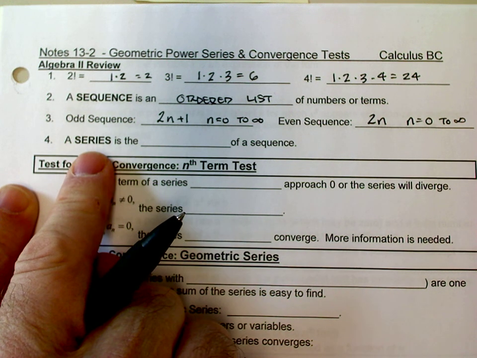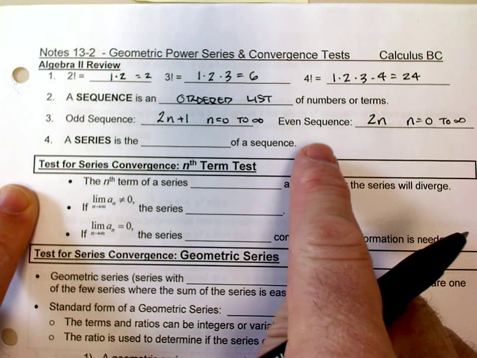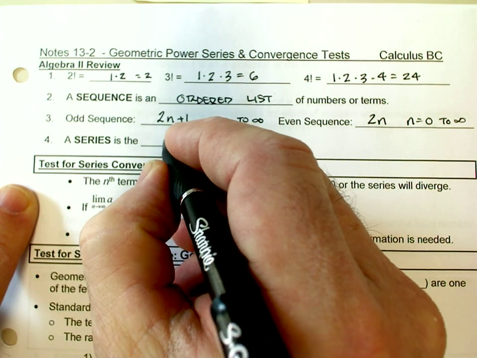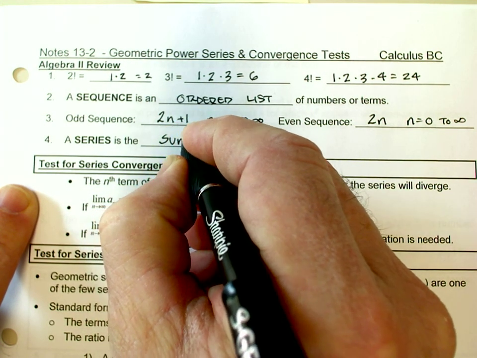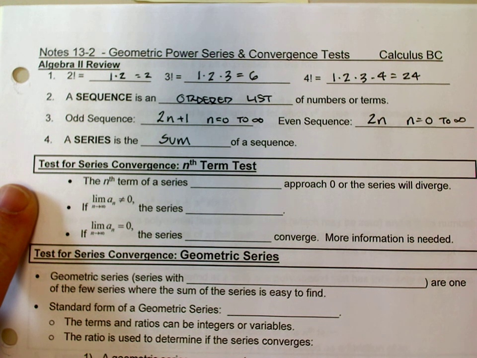The term series is based upon a sequence. It's all of those numbers in the sequence added together. So therefore, a series is just a sum of a sequence.